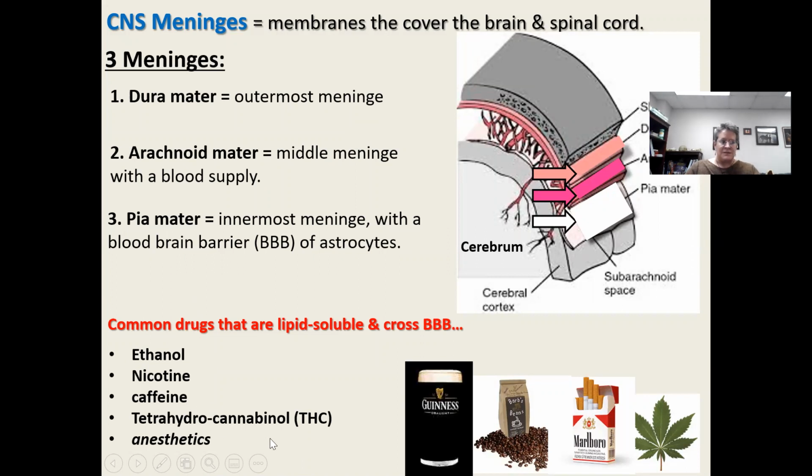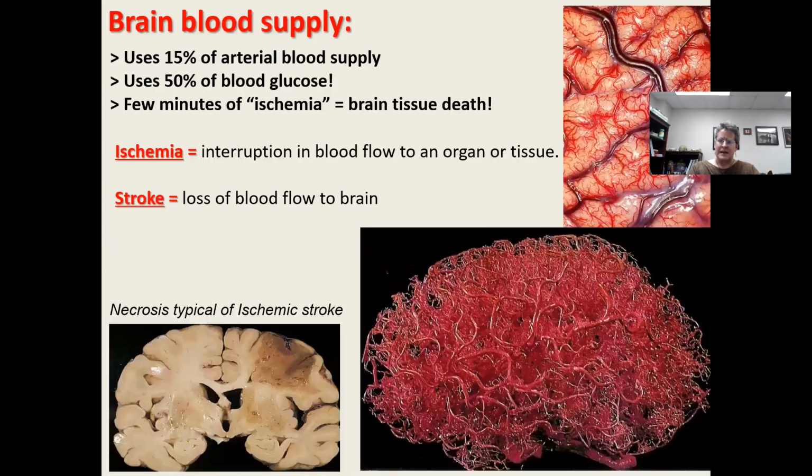Tetrahydrocannabinol, that's the active ingredient in weed, basically, and general anesthetics, the anesthetics that you take when you're going through surgery. You want them to go through the blood brain barrier so it can knock someone unconscious for general surgery. Okay, so let's talk a little bit more in the next slide here about the blood supply to the brain.